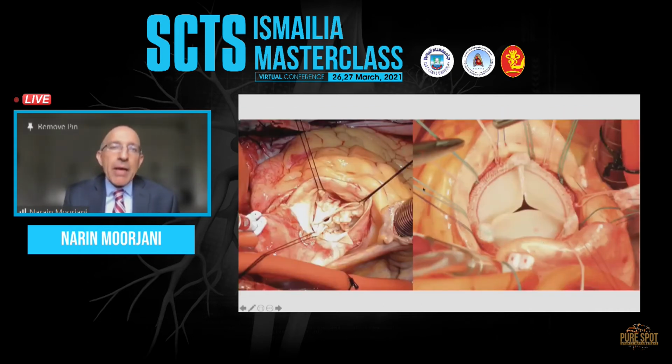Here you can see some pathological disease of this bicuspid aortic valve with extensive calcification and operative intervention on it, necessitating aortic valve replacement, which Kulvinder will talk to you in more detail about in a subsequent presentation.